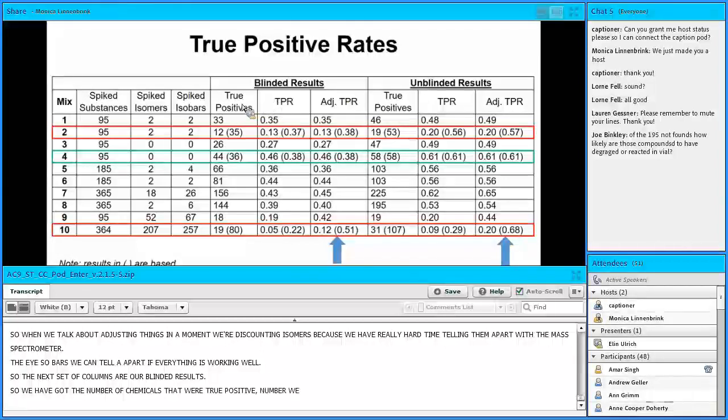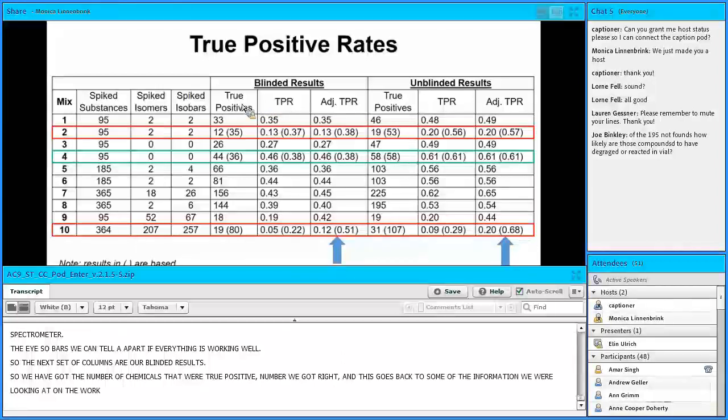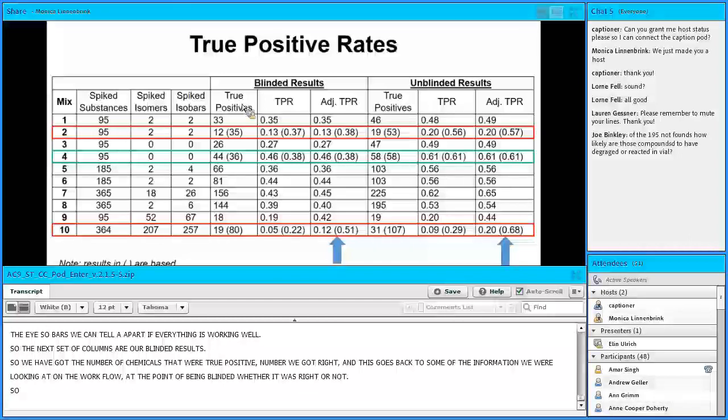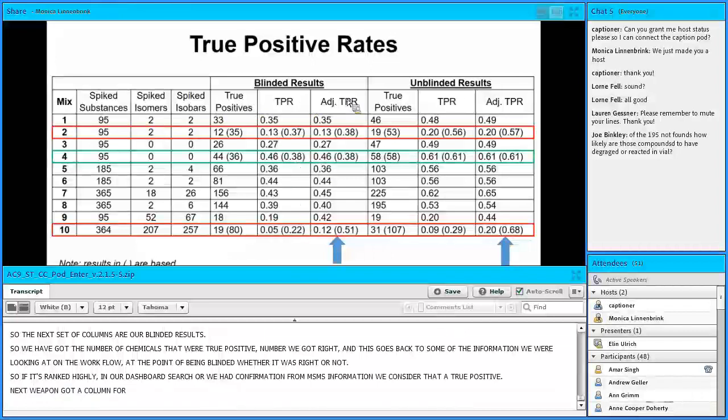And this goes back to some of the information that we were looking at on the workflow as to, at the point of being blinded, whether it was right or not. So if it ranked very highly in our dashboard search or we had confirmation from MSMS information, we considered that a true positive. Next, we've got a column for true positive rates, and then the column after that is an adjustment of that for the isomers. So we've basically just taken the isomers out.